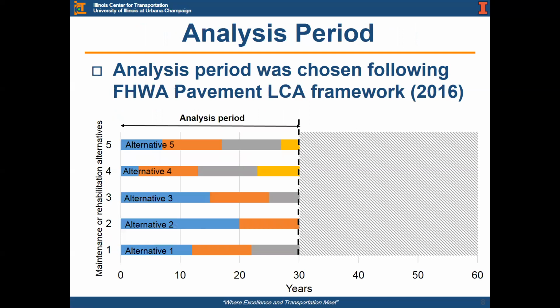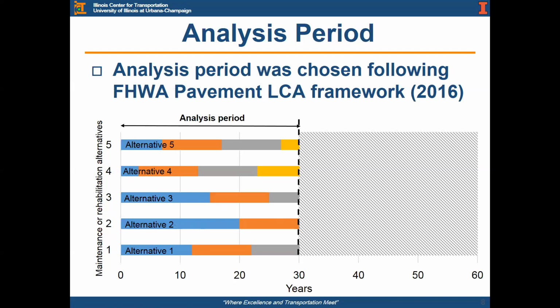The analysis period is a key parameter to conduct LCA, and it needs to be defined as part of the goal and scope. The analysis period is crucial when it comes to providing the maintenance and rehabilitation schedule, which we provide in the tool, and also affects the use phase impacts, which are the most significant impacts in the whole life cycle of the pavement analysis. So the way it was calculated is using the FHWA pavement LCA framework that was published in 2016. So here we provide an example in this figure.